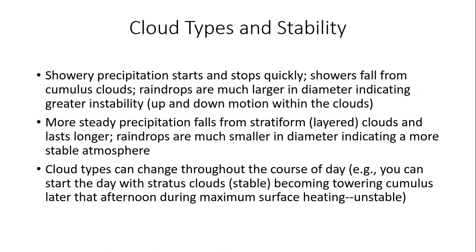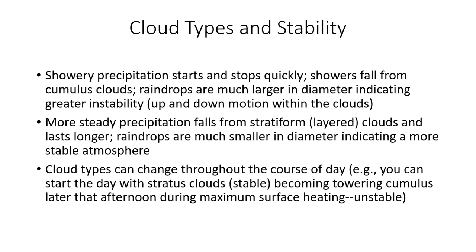Right, some other important notes about stability. Showery precipitation is any kind of precipitation that starts and stops quickly. Showers typically fall from cumulus clouds because you have greater up and down motion within these types of clouds. And one other thing I pay close attention to when I see rain hitting the pavement, for example, is the raindrop diameter.